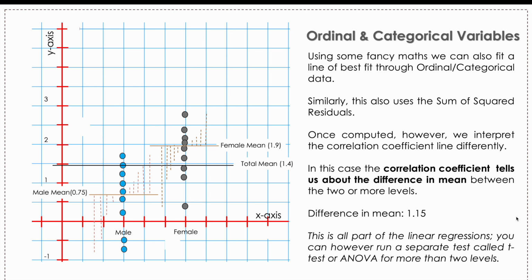We'll cover that in the next week, but essentially what you're doing here is you're using regression and you're getting the output of an ANOVA or a t-test.